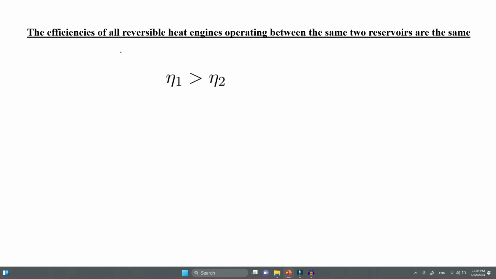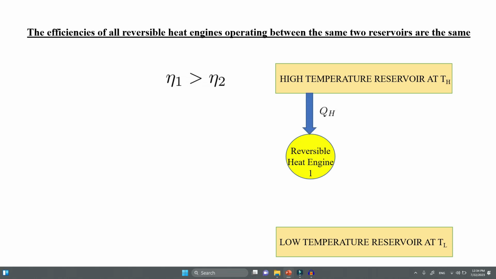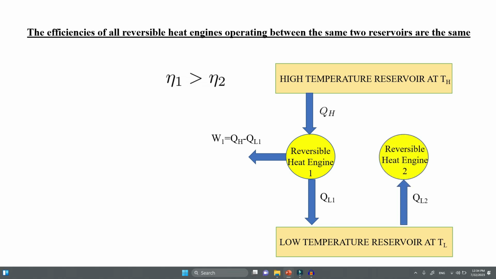Now let us look at the second principle, that is, the efficiencies of all reversible heat engines operating between the same two reservoirs are the same. We take a high temperature reservoir, a low temperature reservoir, and a reversible heat engine which takes in heat QH, rejects heat QL1 and produces a work QH minus QL1. We take another reversible heat engine 2 and reverse it, so it takes in QL2, rejects QH and takes in work QH minus QL2. We assume that the efficiency of the first heat engine is greater than the efficiency of the second.